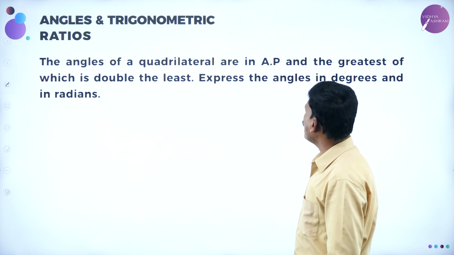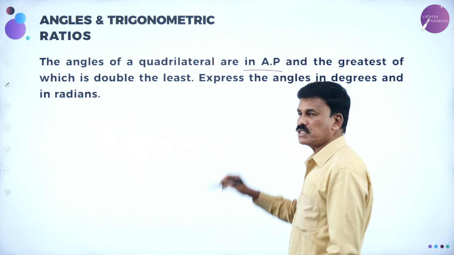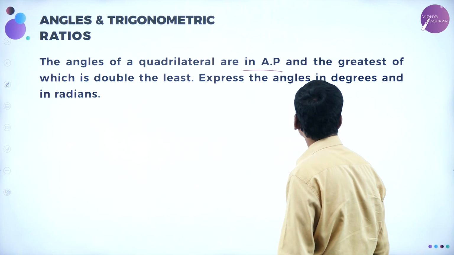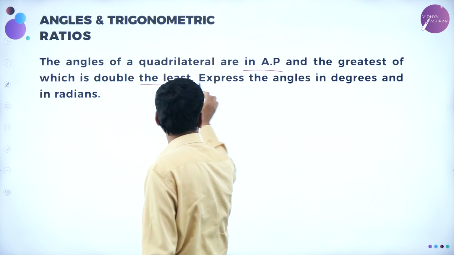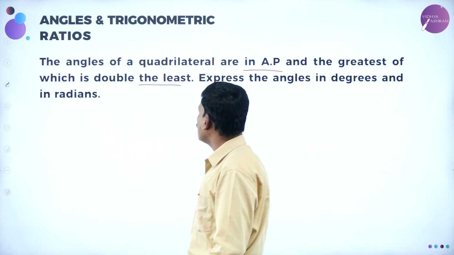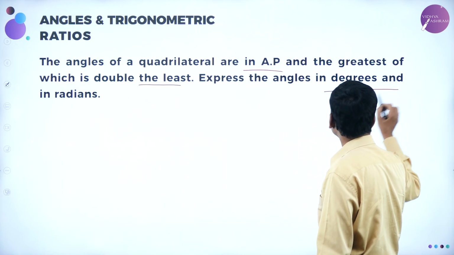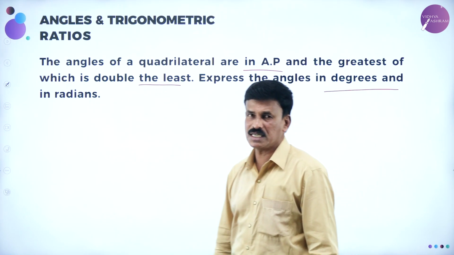The angles of a quadrilateral are in AP, and the greatest of which is double the least. Express the angles in degrees and in radians.